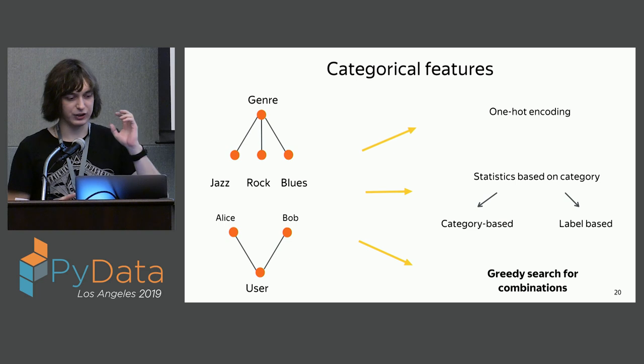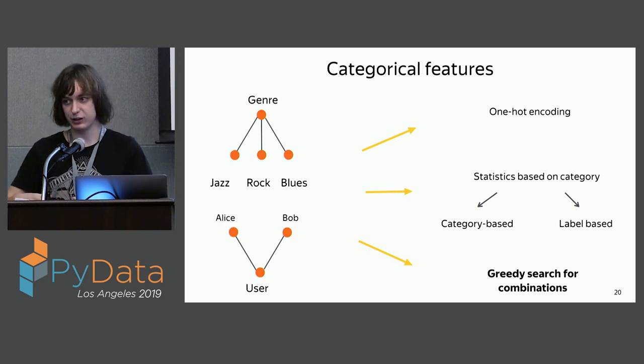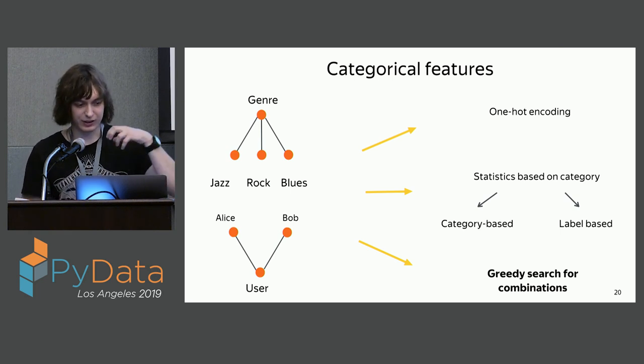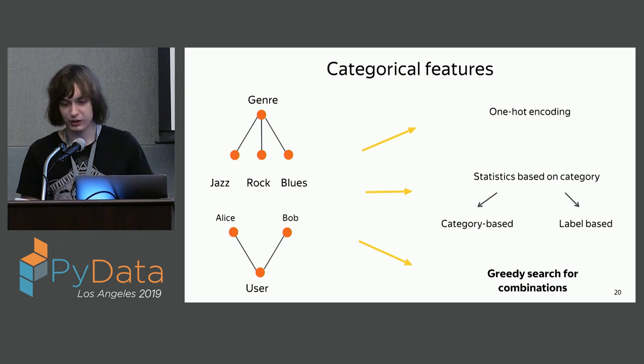For example, let's assume we need to predict if the user will like a song he listens to or not, and we have features: the feature genre and a user ID. The combination of these two features could be a very strong predictor for the task, while just simple genre will not.